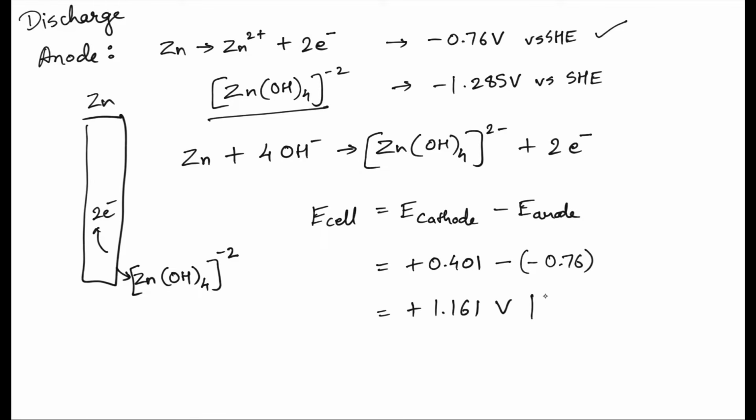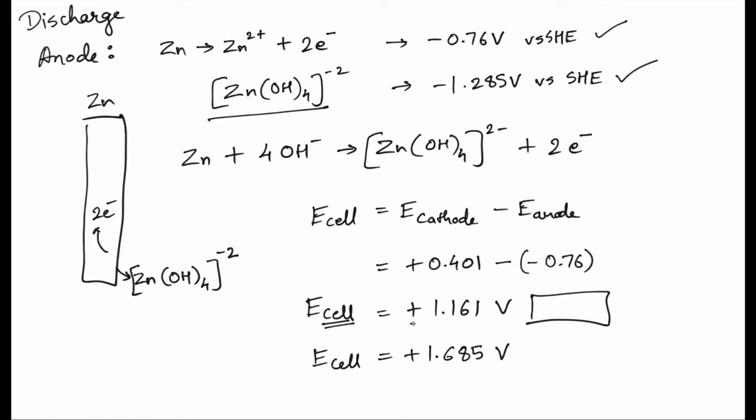Here it doesn't make sense to say versus the standard hydrogen electrode, but you should always mention this as the cell potential. This word is very important. And in the other case, if we consider this reaction to be taking place, then the E cell will be somewhere around 1.685 volts. Experimentally, when we find the cell potential, it is always less than this.